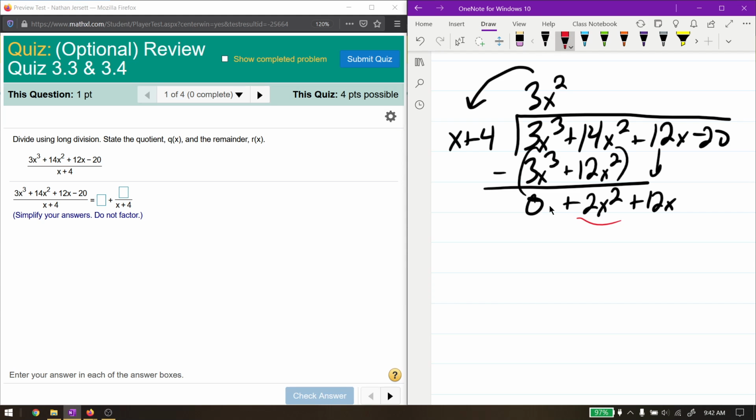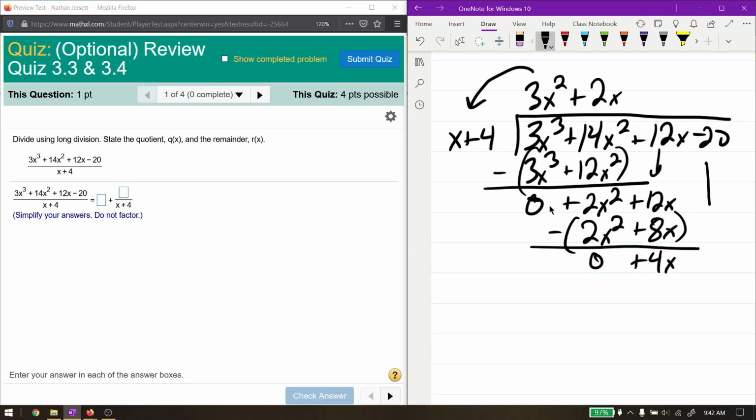So 2x squared divided by x is 2x. And once again, multiply it through. So 2x squared times x is 2x squared. 2x squared times 4 is 8x. We can subtract. 2x squared minus 2x squared is 0. Once again, you should expect that. 12x minus 8x is going to be positive 4x.